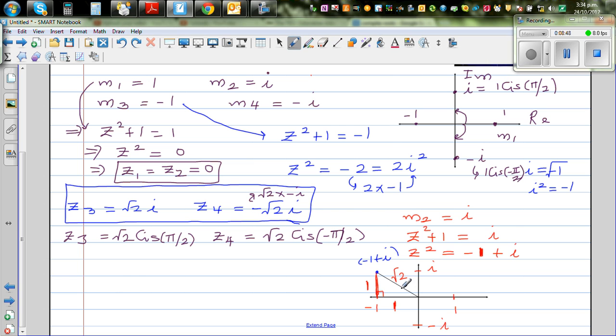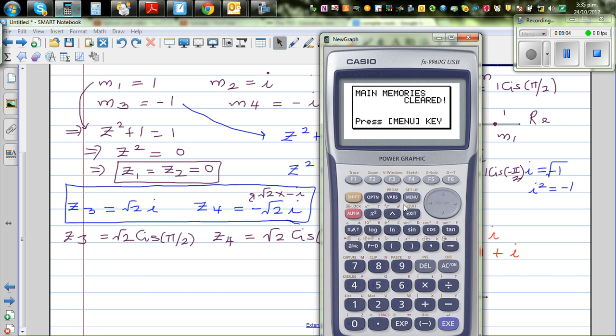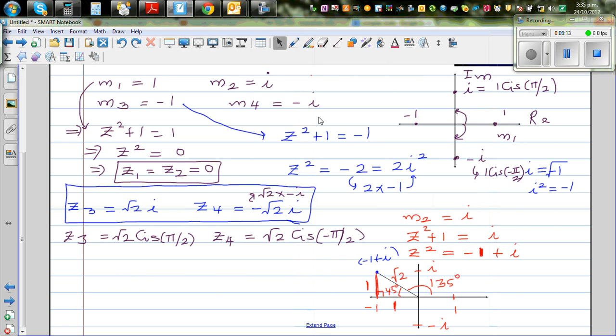And if this is 1 and this is 1, this is 45 degrees. So this would be 180 minus 45, which is 135 degrees. Writing this in radian form, I'll go 135 over 180 times pi, which is 3 pi by 4. So this angle is 3 pi by 4.